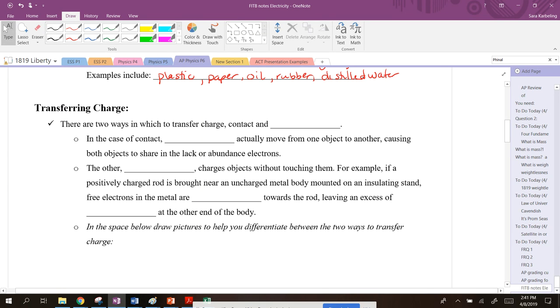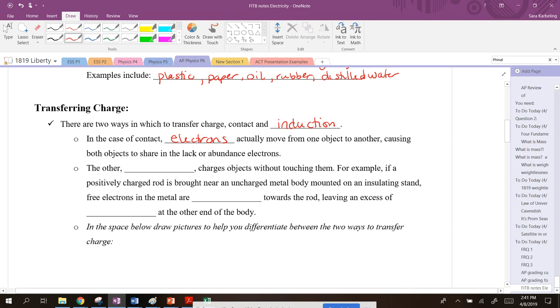There are two ways to transfer charge, contact and induction. They are called contact and induction. That's how they are defined generally when we're talking about electrostatics. In the case of contact, what's this word here? Electrons actually move from one object to another, causing both objects to share in the abundance or lack thereof.